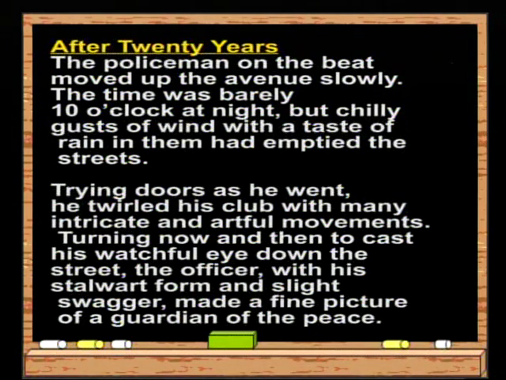The policeman on the beat moved up the avenue slowly. The time was barely 10 o'clock at night, but chilly gusts of wind with a taste of rain in them had emptied the streets. Trying doors as he went, he twirled his club with many intricacies and artful movements. Turning now and then to cast his watchful eye down the street, the officer, with his stalwart form and slight swagger, made a fine picture of a guardian of the peace.